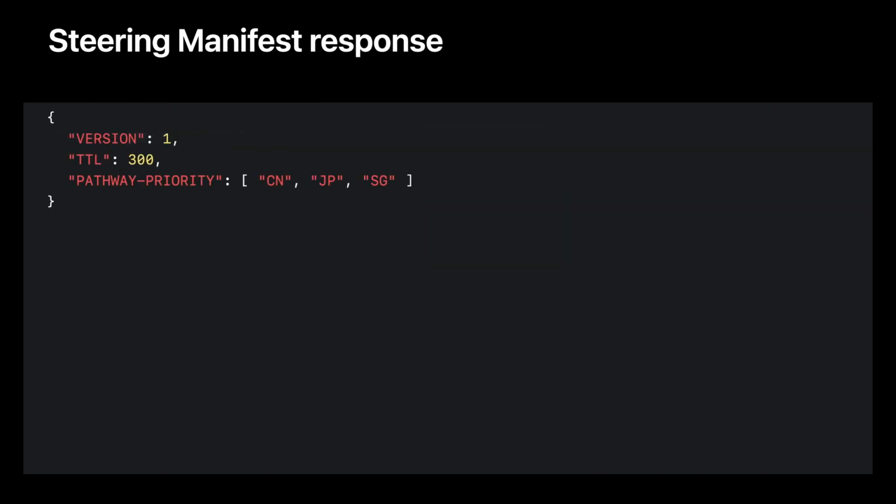The steering manifest is a JSON document. The steering server can craft a customized steering manifest for each client. This gives the steering server great potential in shaping its managed network traffic. The most important property in this steering manifest is the pathway priority field. It's a list of pathway IDs ordered by their priorities, with the first being the most preferred. Here in this example, we have a priority of CN pathway being most preferred, followed by JP and then SG.